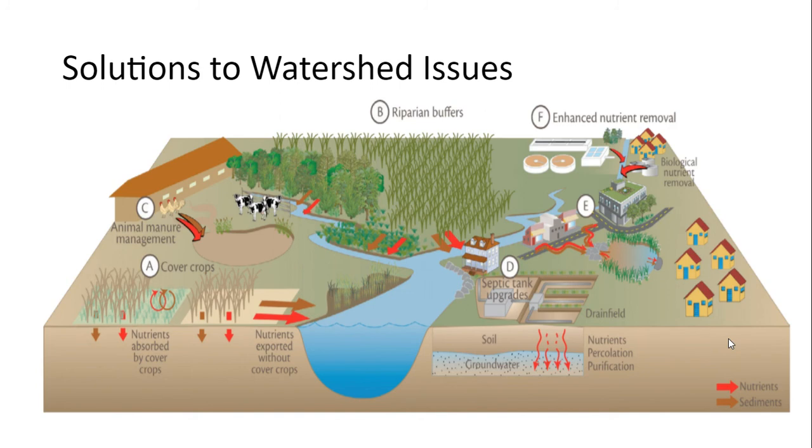So, cover crops would be planting other types of crops in between your desired crop. This can help turn over nutrients and helps keep the soil stabilized so that those nutrients and soil don't end up in your watershed when it ends up raining.